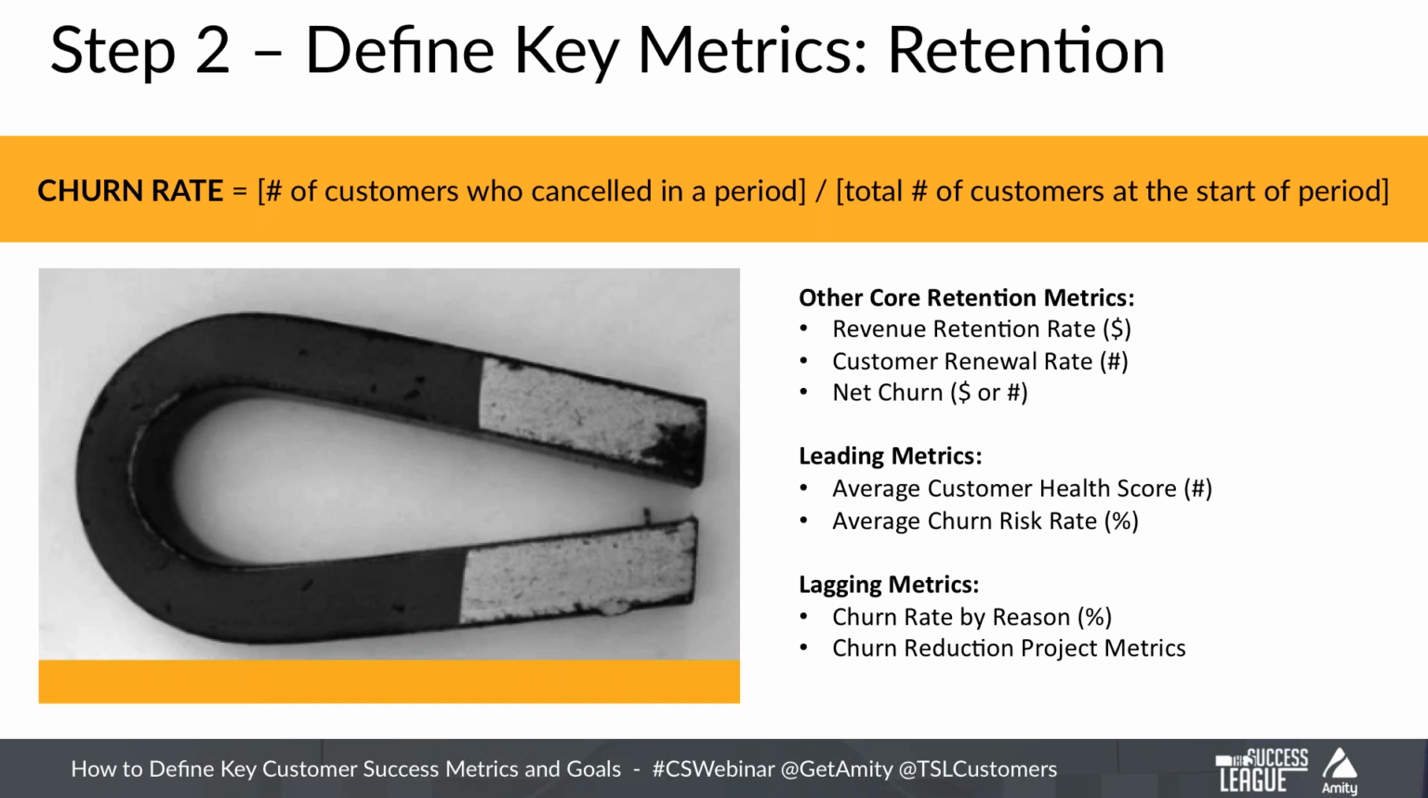Lagging metrics that I think are also important to take a look at are churn rate by reason. So why are people churning? It's important for you to know that because that's something you might be able to influence. Likewise, churn reduction project metrics. If you have a project that you're running to try to reduce churn, you want to track how that project is going over time. Is your strategy working or not? Those are the kinds of things that can be a part of this retention area.